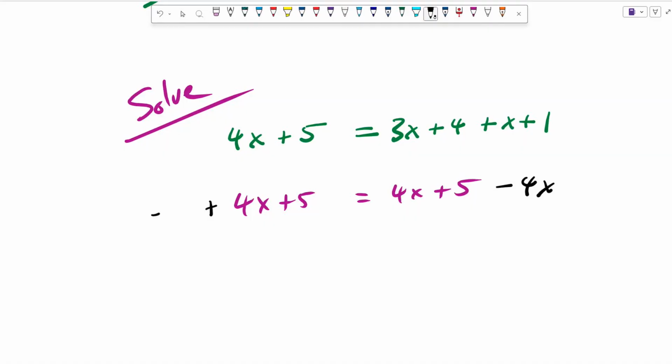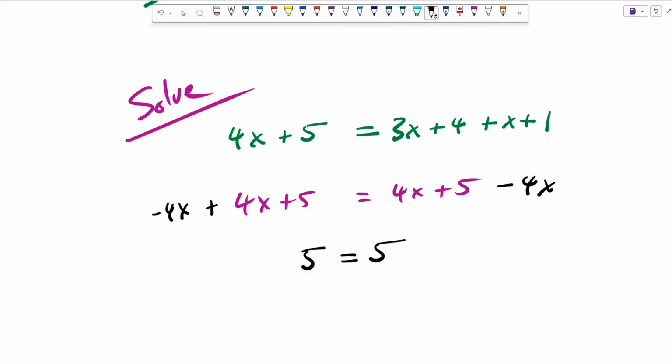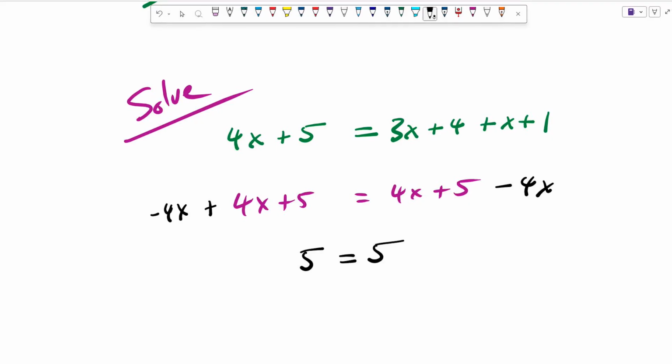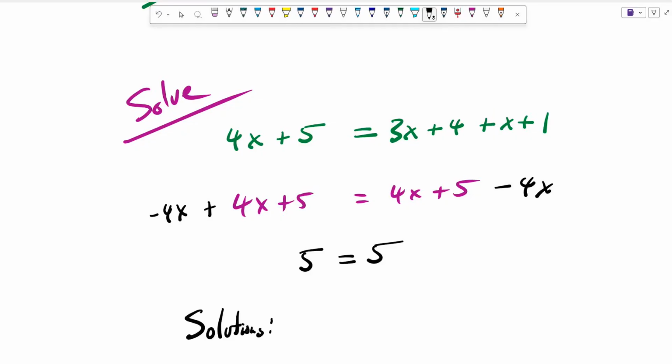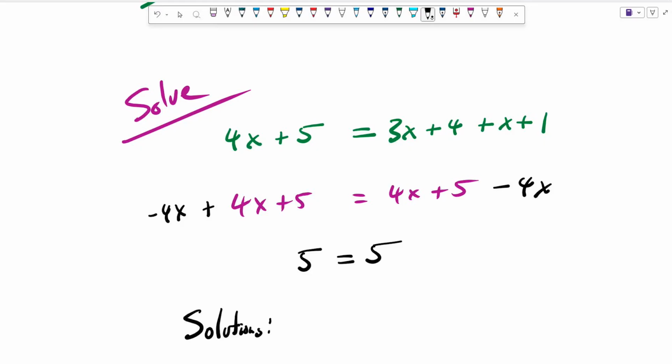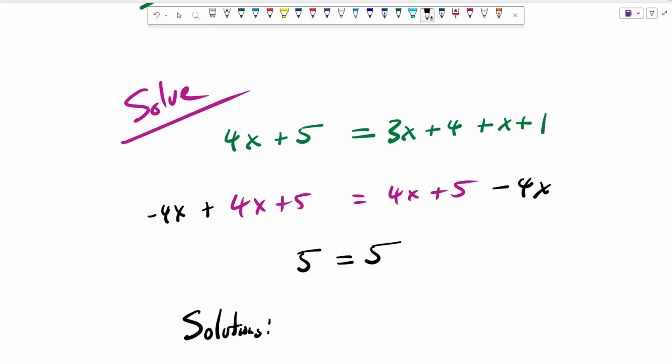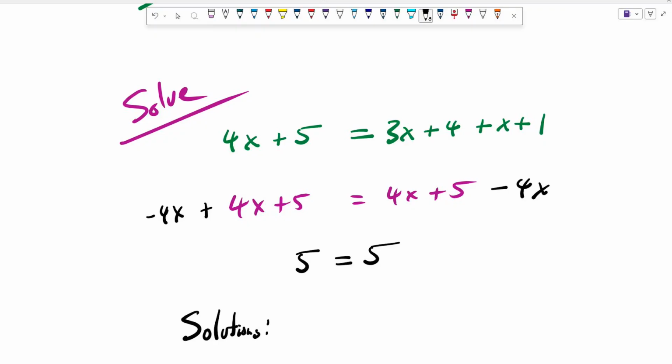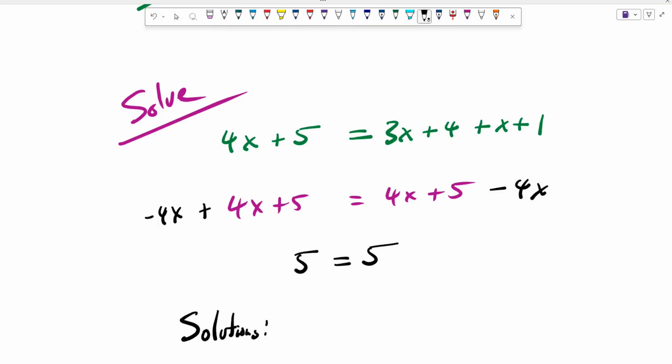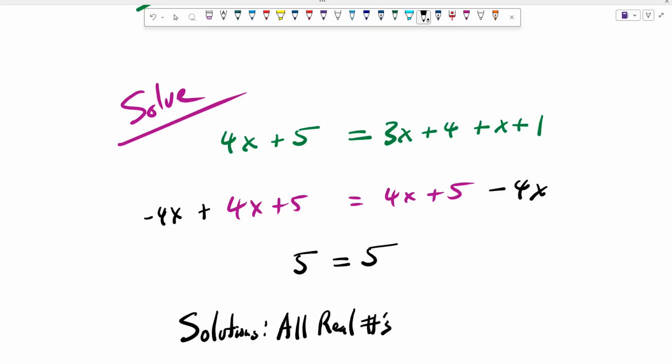And now what? You could either stop here. This is always equal to this. If you wanted to, we could subtract 4x and get this equation. And it doesn't matter if you did that or not. And what do we end up with? An always true equation. So what are the solutions? Every single number we know is a solution.